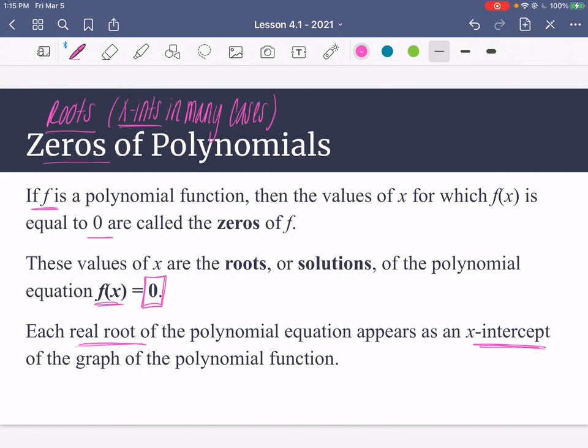The reason that we move away from just saying x-intercepts this chapter, when we talk about polynomials, is because oftentimes we will solve for the roots or the zeros of a polynomial and we don't get a real solution. We don't get a real number, but that doesn't mean those are not still solutions. They are, and so that's why we refer to them now as roots and zeros in addition to x-intercepts when they are actually real numbers.